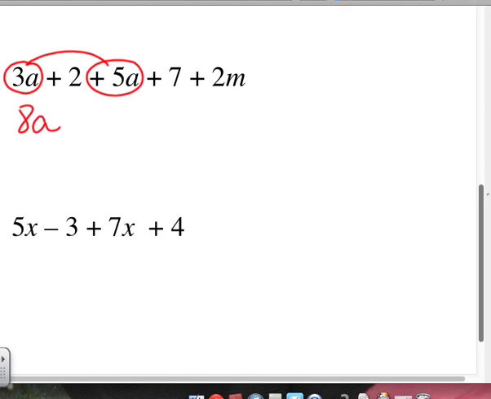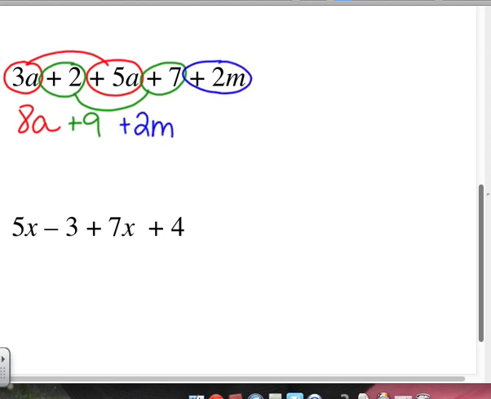Okay, I'll switch colors here. What's next? I've got a plus 2, which has no variable, and a plus 7, which has no variable, and 2 plus 7 is positive 9. And the last piece in my expression is a plus 2m, and there's nobody else like him, so he just comes down and joins my expression. And that's as far as you can go. 8a plus 9 plus 2m.